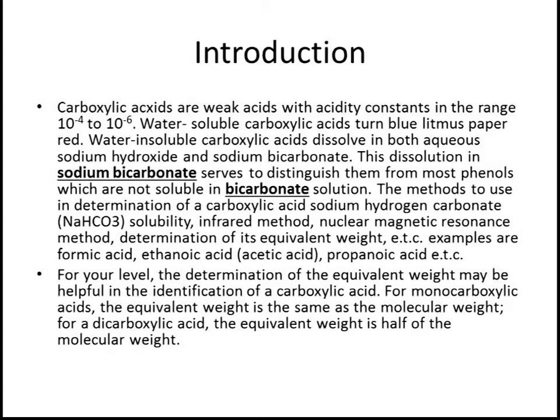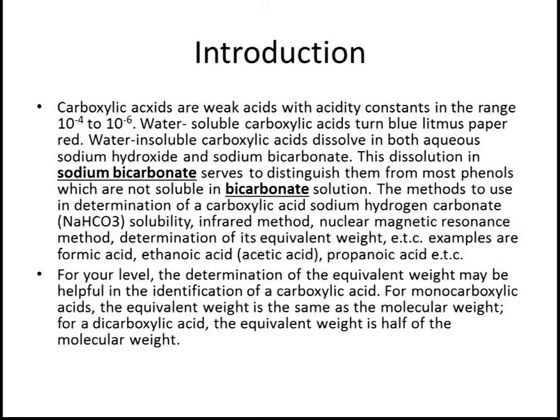The methods to use in determination of a carboxylic acid are sodium hydrogen carbonate (NaHCO3) solubility, infrared method, nuclear magnetic resonance method, determination of its equivalent weight, and so on. Examples of carboxylic acids are formic acid, ethanoic acid or acetic acid, propanoic acid, and so on. For your level, the determination of the equivalent weight may be helpful in the identification of a carboxylic acid.